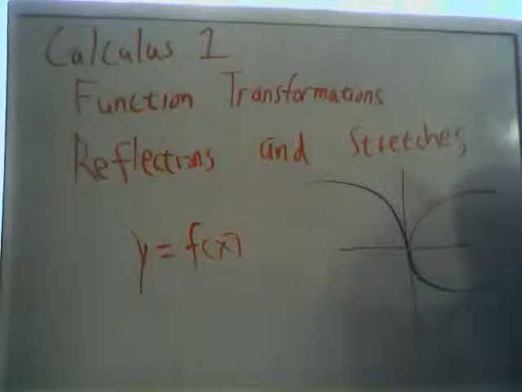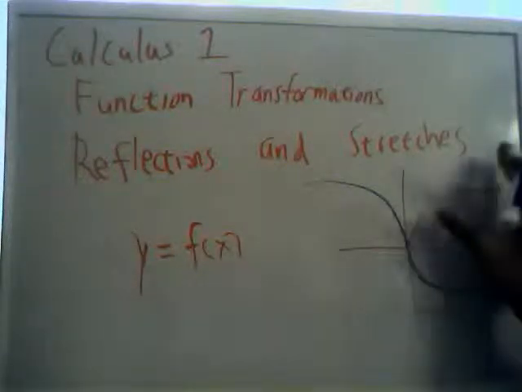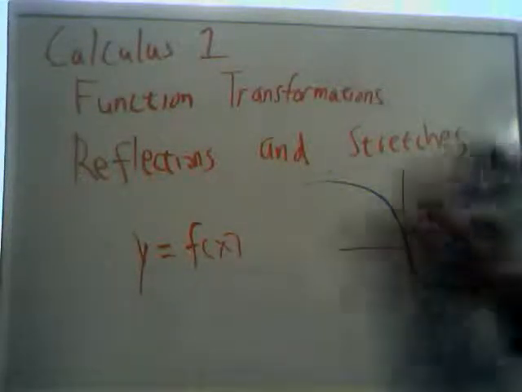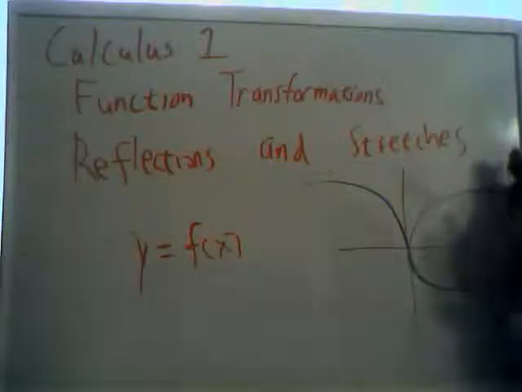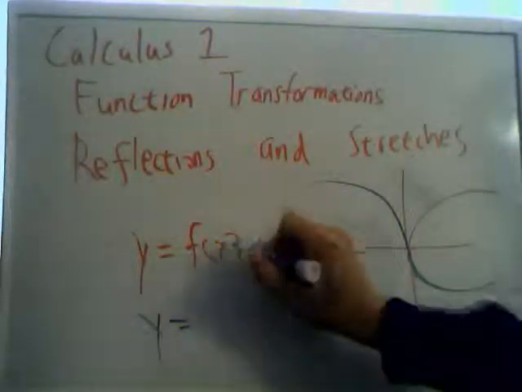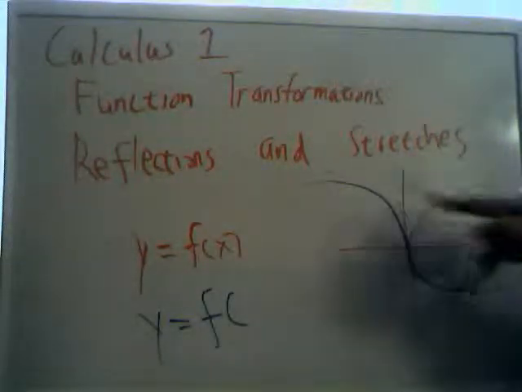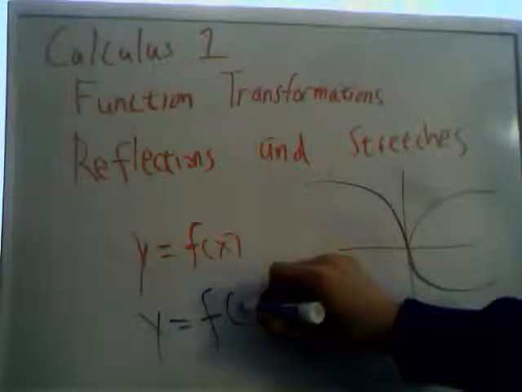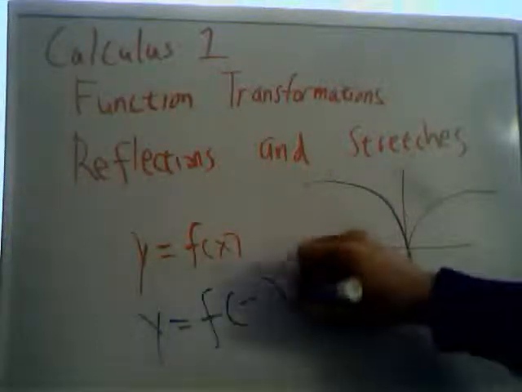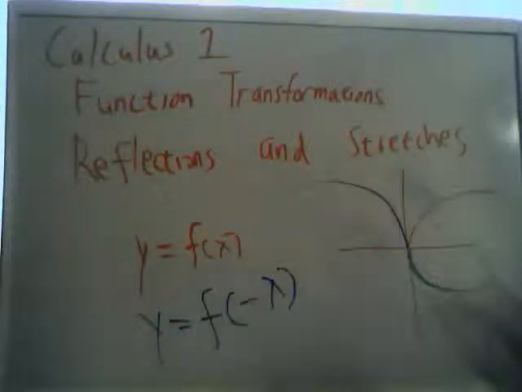These are the graphical representations, but how would you do them with an equation? Let's do the y-axis first. Reflected across the y-axis, this is a horizontal change, right? You change it horizontally, so whatever you do to the equation goes inside the parentheses. And since everything that was positive is now negative, you would simply do y is equal to f of negative x. This will be a reflection across the y-axis.